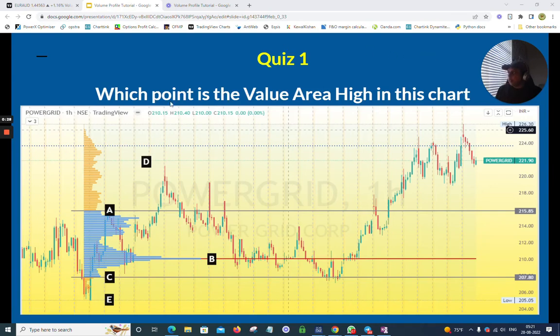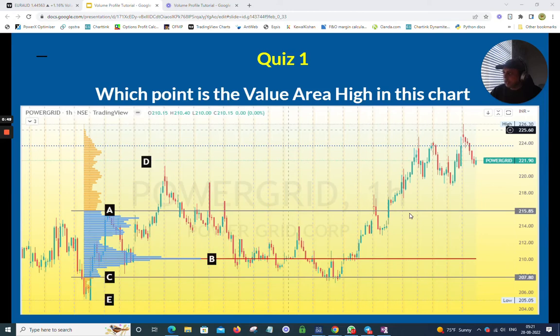Anyway, so which point is the value area high in this chart? There are 5 points that you see on this chart. I would like you to tell me which is the value area high on this chart, and you have 5 seconds. 1, 2, 3, 4, 5, and here goes.